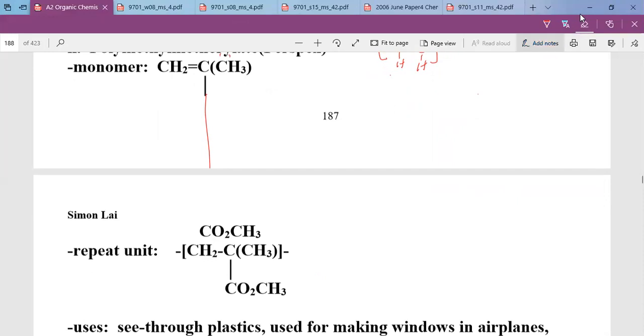Now I'm going to go here again. This is what they give you, at least CH2. Sometimes they don't even give you the double bond, so you have to be careful. Now this is the monomer. So how do you start to draw? If I ask you to draw a polymer with 3 repeat units, focus on the carbon double bond carbon. The rest of them you don't care. Put up and down.